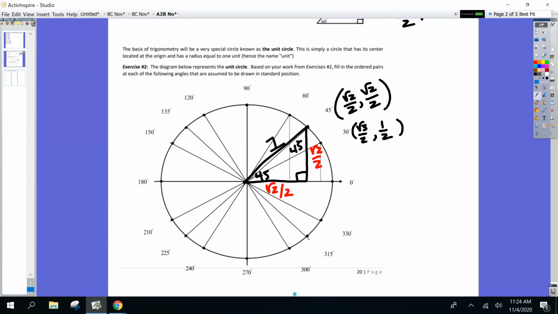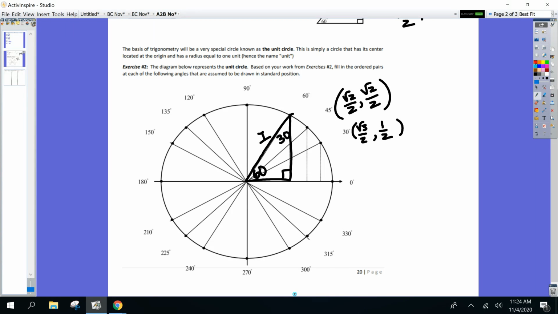And I know some of you think we have to go all the way around the circle. No, you don't. You'll see why in a second. We're going to stop once we do 60. All right, so at 60, here's the 60-degree one. Right angle, here's 60. So that must be 30. Still 1 on the hypotenuse because it's on the unit circle.